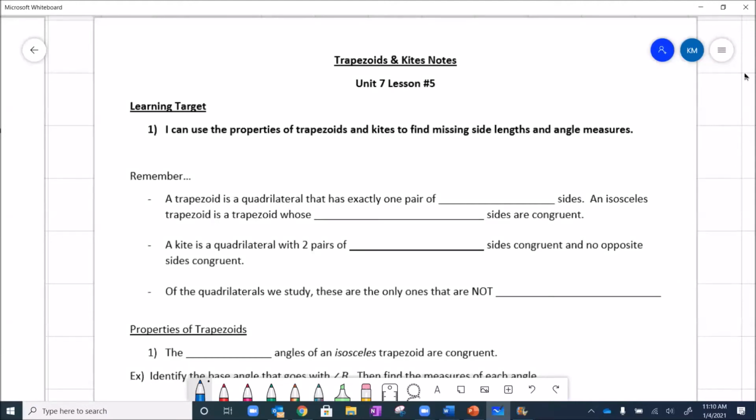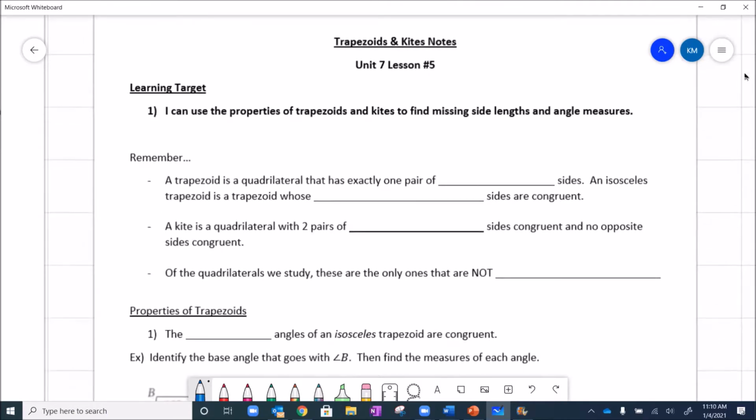Today we're going to look at trapezoid and kites notes. At the end of this video, you should be able to use the properties of trapezoids and kites to find missing side lengths and angle measures.